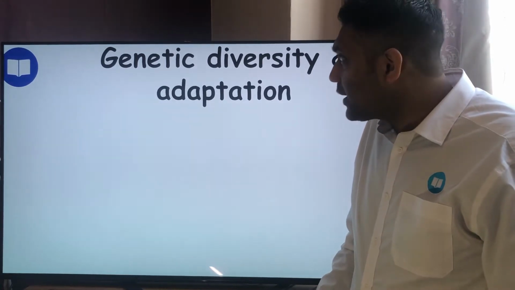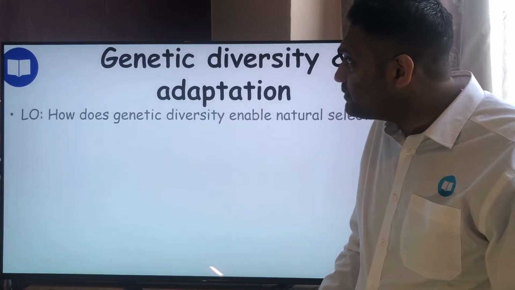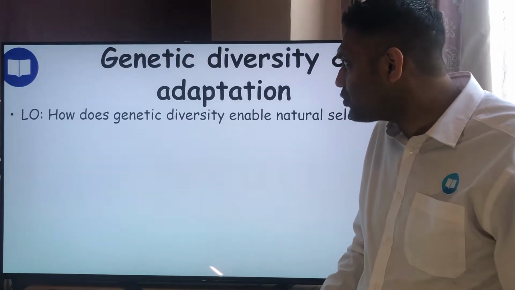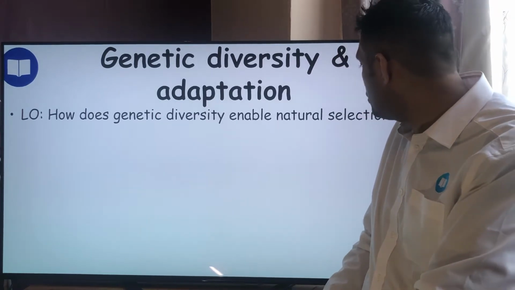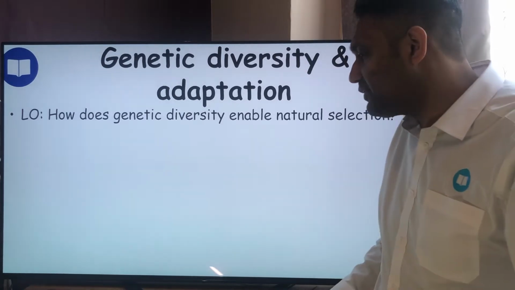So what we're looking at then, genetic diversity and adaptation. The objective today then: how does genetic diversity enable natural selection? So this is all about Darwin's theory of evolution.